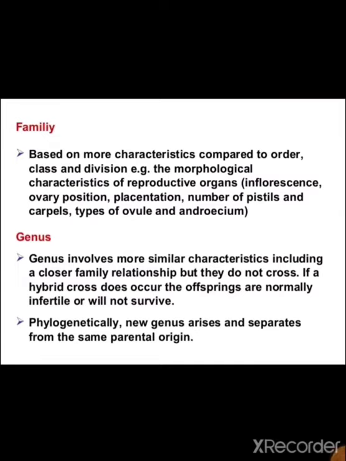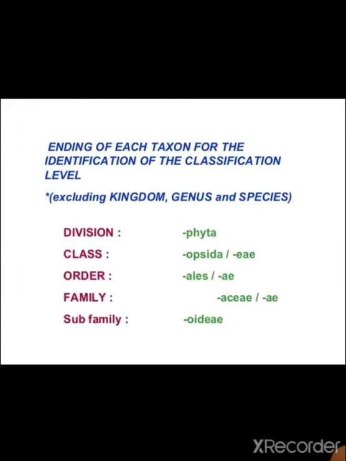Genus involves more similar characters, including a closer family relationship, but they do not cross. Phylogenetically, new genera arise and separate from the same parental origin. Each taxon has its own ending for the identification of the classification. For example, division is -phyta, class -opsida, and maybe -ae, order -ales, family -aceae, subfamily -oideae.